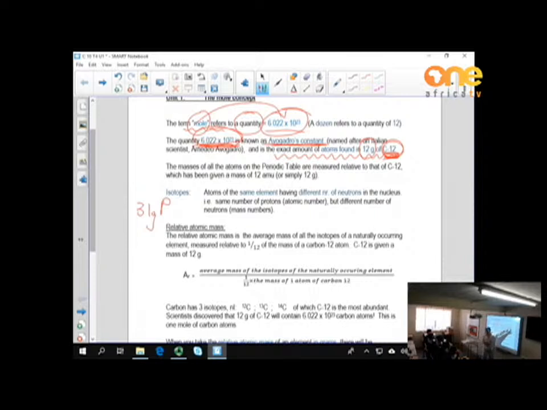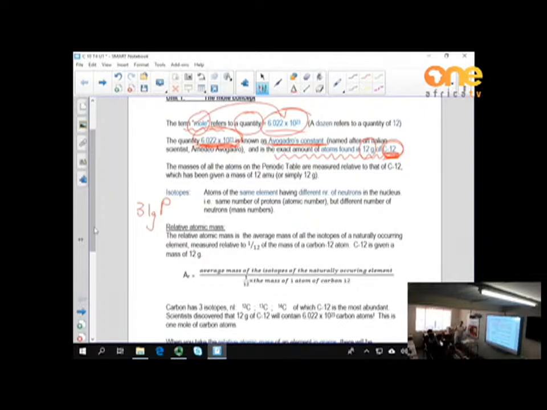12 is the mass number. So if you have the mass number of an element in grams, you will have 1 mole of particles of that element. What is the mass number of an element? Protons plus the neutrons. If you have the mass number of an element in grams, then you will have 1 mole of those particles. Just for example, calcium.